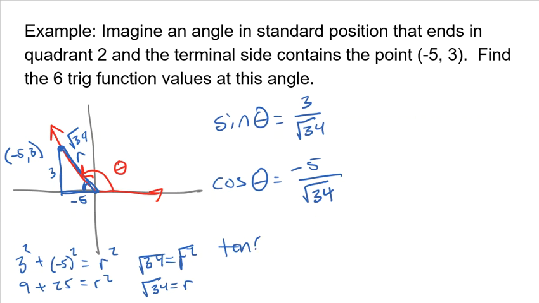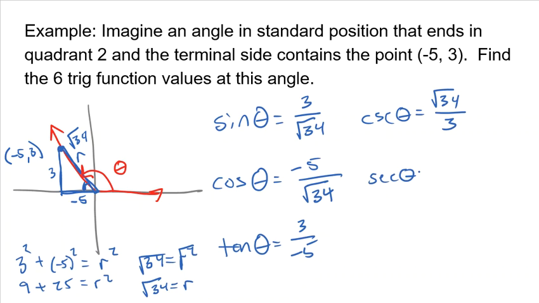And what is tangent? Well, that would be the opposite, 3, divided by the adjacent, -5. I mean, this is so easy. And I can even ask you about the reciprocal functions as well. So cosecant would be the r value, or the hypotenuse, divided by 3. Secant would be the r value, or the hypotenuse, divided by the adjacent. And cotangent would be the reciprocal of tangent. That would be the adjacent divided by the opposite.